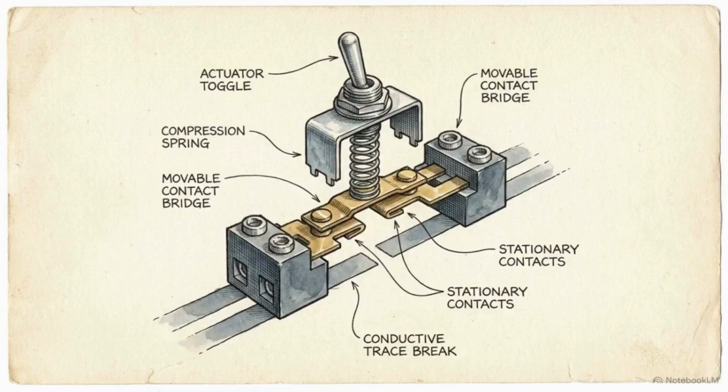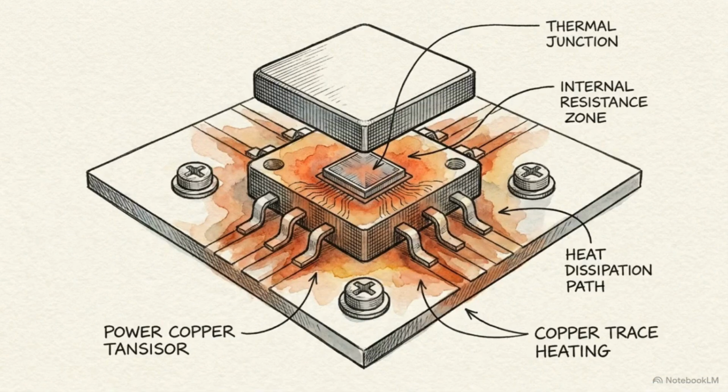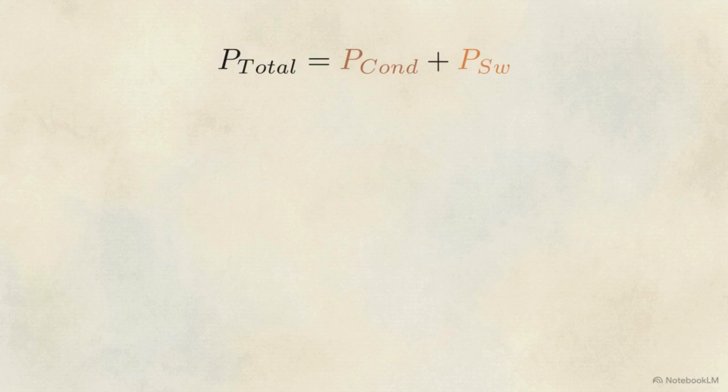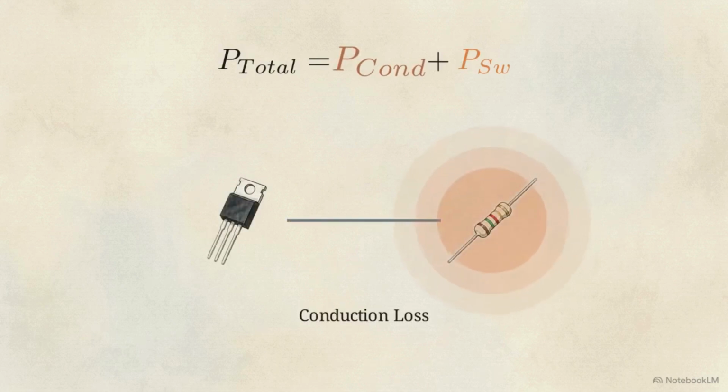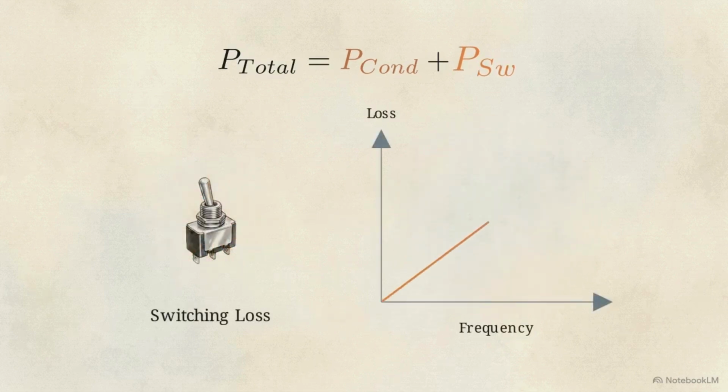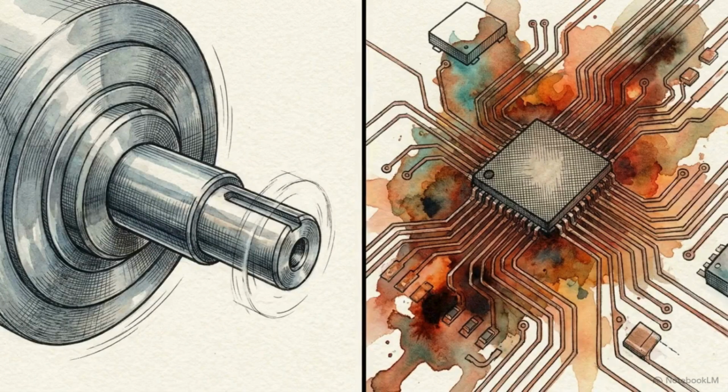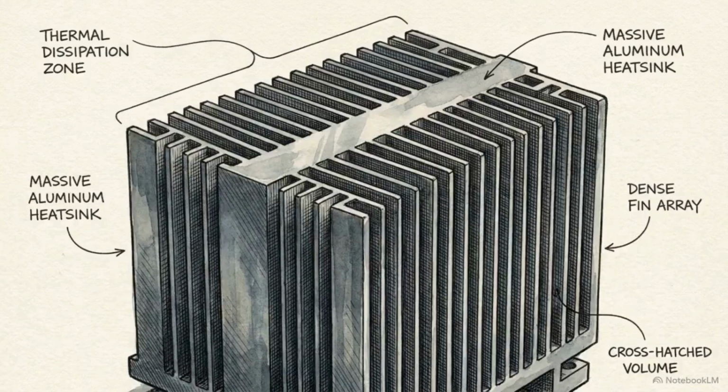So far, we've treated transistors as perfect switches. In reality, they possess internal resistance and require a physical amount of time to transition between states. Every time a switch operates, power is lost as heat. Total loss comes from 2 factors: conduction loss, which happens while fully closed due to internal resistance, and switching loss, which occurs during the transition and increases linearly with PWM frequency. This creates an engineering trade-off. A higher PWM frequency yields smoother motor control, but it generates significantly more heat, requiring larger heat sinks.